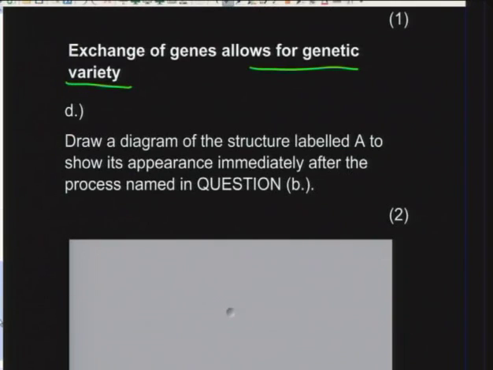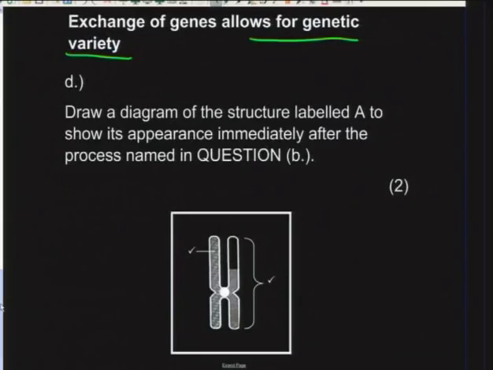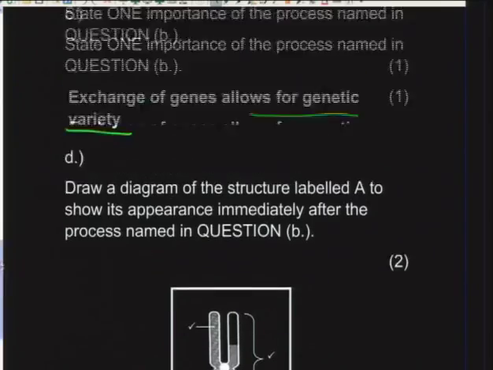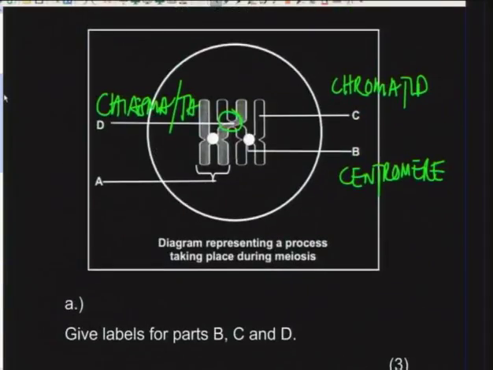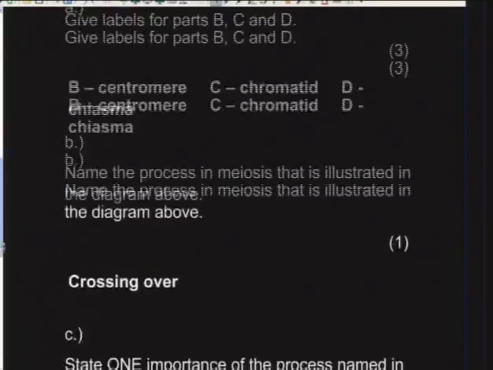Draw a diagram of the structure labeled A to show its appearance after crossing over. And that's what you should have drawn. You had to show that part there. If you look at the diagram again, going up, notice up to there, this is what crossed over. That part of that chromosome came onto this one here. And they asked for A, this one here. They didn't ask for the whole thing, they only asked for A. So that part remained the same, that part remained the same, only the top part changed. And there you have it.